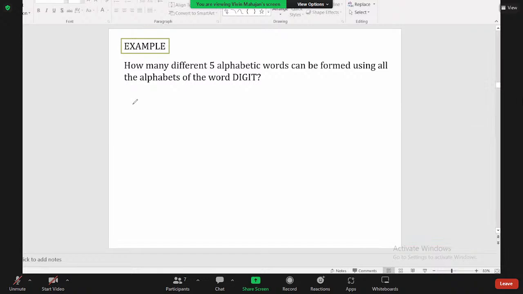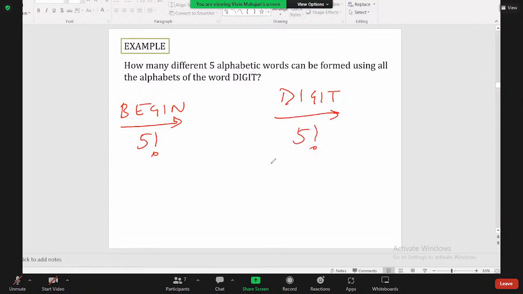In the previous question, the word was begin, B-E-G-I-N. And in this question, the word is digit, D-I-G-I-T. So it's quite obvious 5 different things can be arranged on a straight line in 5 factorial ways. So that will be the answer. Similarly, out here, 5 different things can be arranged on a straight line in 5 factorial ways. But the point is, these two words are going to be way too different. They are not same actually.